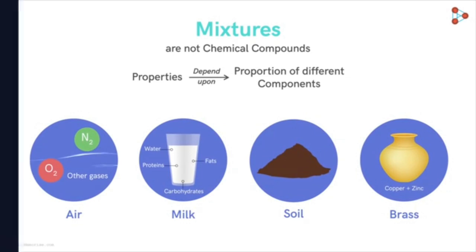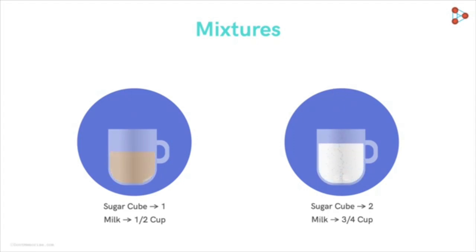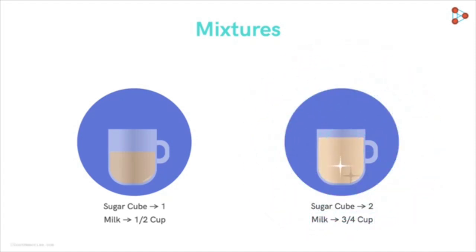To understand this better, let's make 2 cups of tea. Let's say we've added 1 sugar cube, half a cup of milk and some tea leaves in this cup, and 2 sugar cubes, 3/4 cup of milk and some tea leaves in this one. Since in the second cup we've added more milk, it'll be lighter in color. The addition of 1 extra sugar cube will also make it taste sweeter. Even though we've put the same components in both the cups of tea, there is a difference in their properties. So we see that the properties of a mixture depend on its composition.